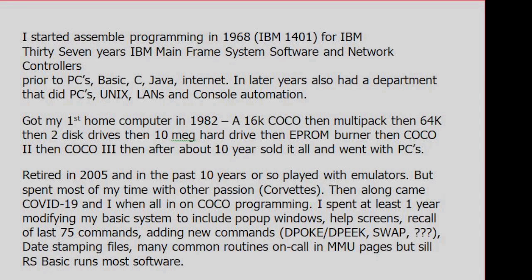In later years, I ran a department with quite a few programmers. We had Unix, PCs, LANs. We took care of all that stuff. So I had a flavor of writing and or working with all those different systems. Color Computer, I got my first one in 1982, 16K, then a multi-pack, and then 64K, and 2 disk drives, 10 meg hard drive, EEPROM burners, COCO 2s, COCO 3s. I don't know if they were all in that order, but I just went through every possible thing you could get, printers, everything. After about 10 or 12 years, I just sold all of it, got rid of it, and went strictly with PC stuff.